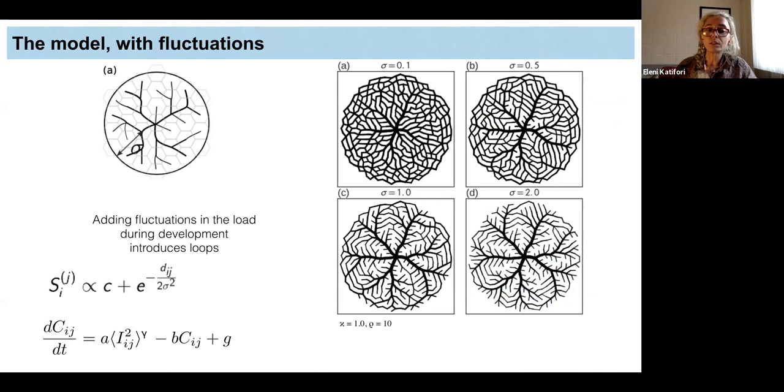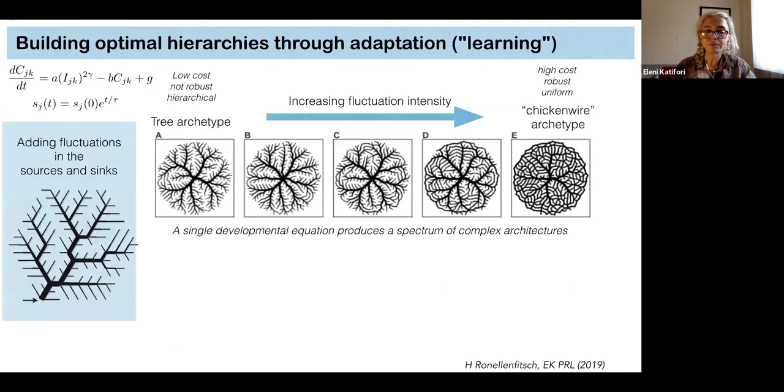So depending on how these fluctuations behave, I can get something which is very loopy, and I can get something which is much more tree-like. If I have very intense fluctuations, I get something which is loopy. If the system does it collectively, let's say if the fluctuations are not so wild, I get something which is more tree-like.